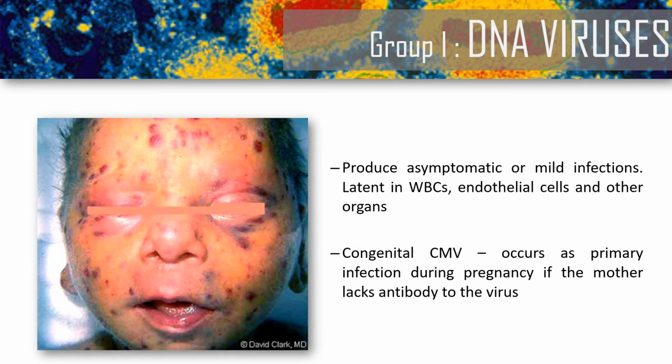So they produce asymptomatic or mild infections. However, they are latent in WBC, endothelial cells, and other organs. Paka-highlight, class, saan sila latent? You have your WBC, endothelial cells, and other organs. And then we also have your congenital CMV, or congenital cytomegalovirus, that occurs as primary infection during pregnancy if the mother lacks antibody to the virus. So therefore, class, as future mothers, you need to have a complete screening test if you have this one, especially those women that are sexually active. So it's not just for you, but for your future baby.